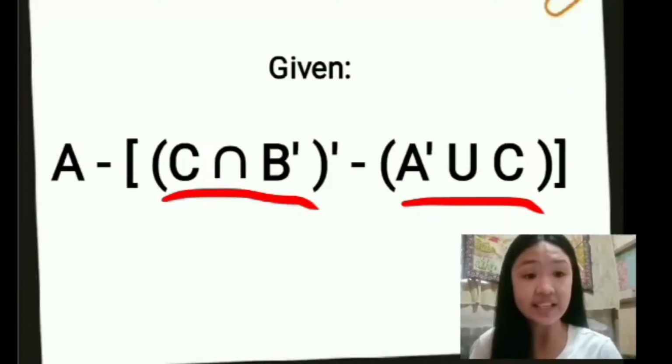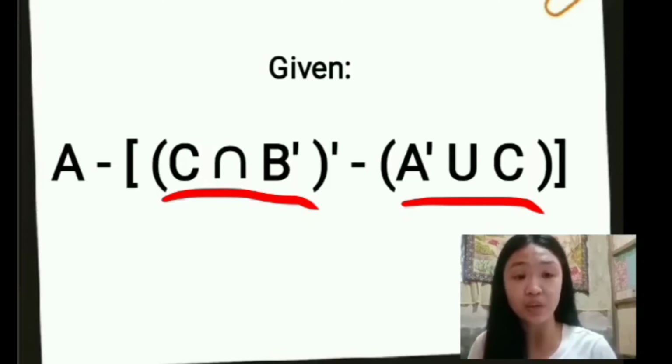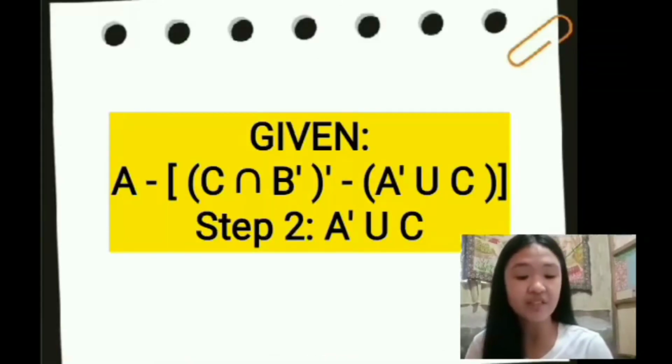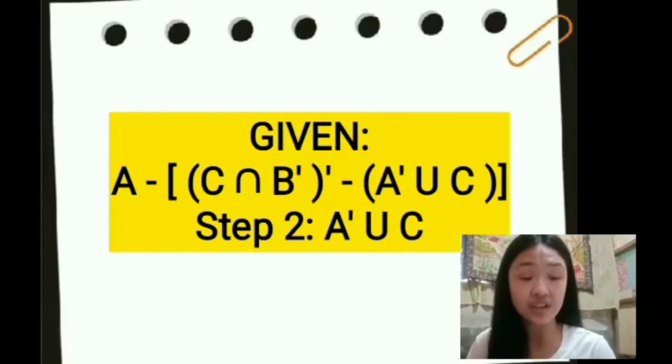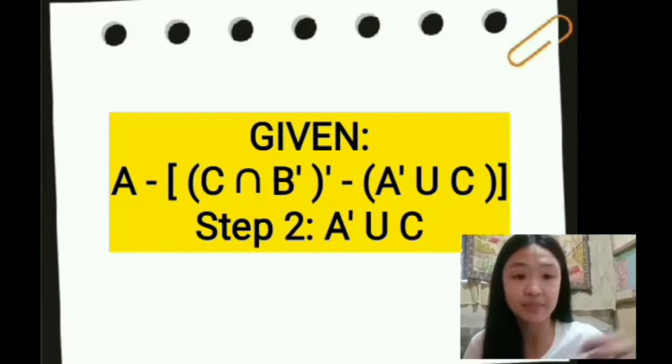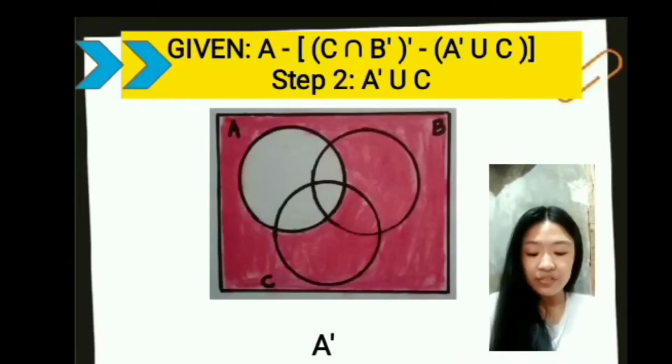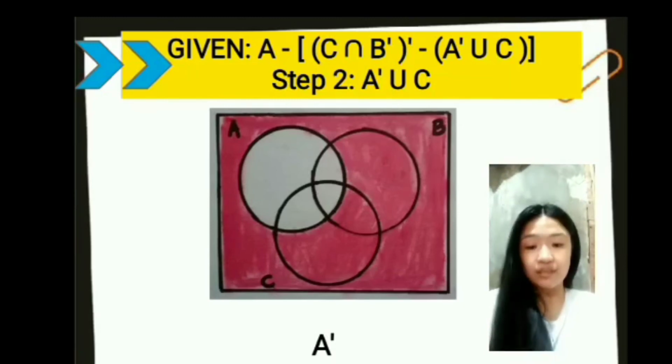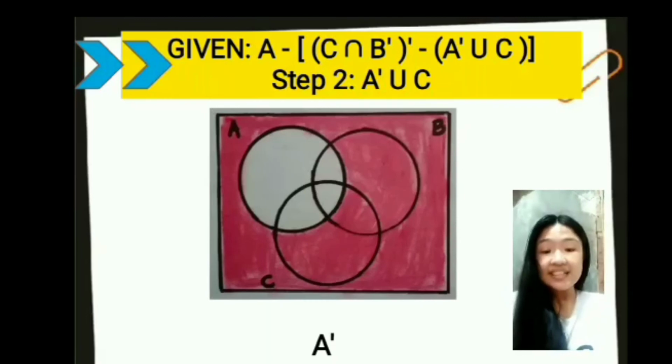As I said earlier, we will start first with the enclosed one, the one with the parentheses. But in the given, we are already done solving for the first part, the one enclosed with the parentheses. That's why at this point, we will move on to step 2, shading Venn diagram using the union of A prime and C. To solve this one, we will look first for the shaded region of A prime. Again, as I've said earlier, a complement of A are the shaded parts that are outside of A. So there it is, the A prime.